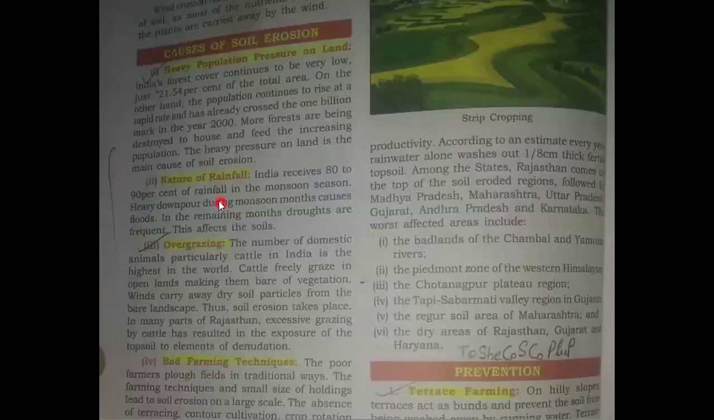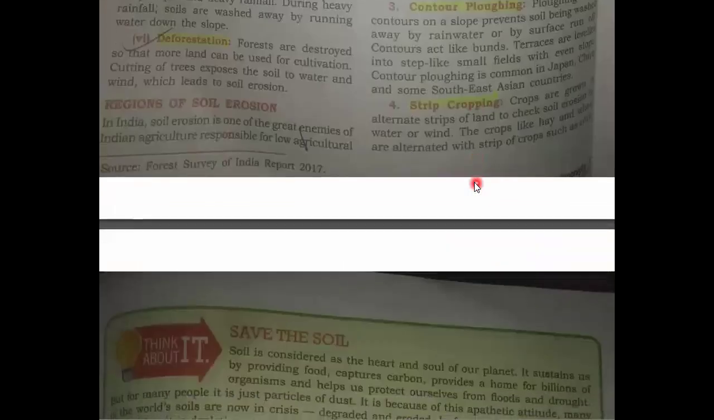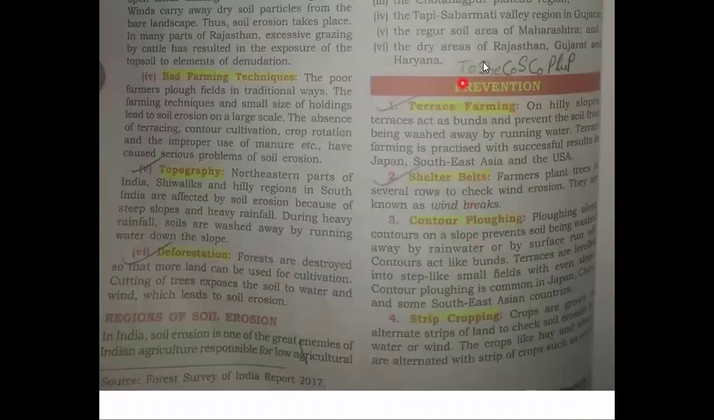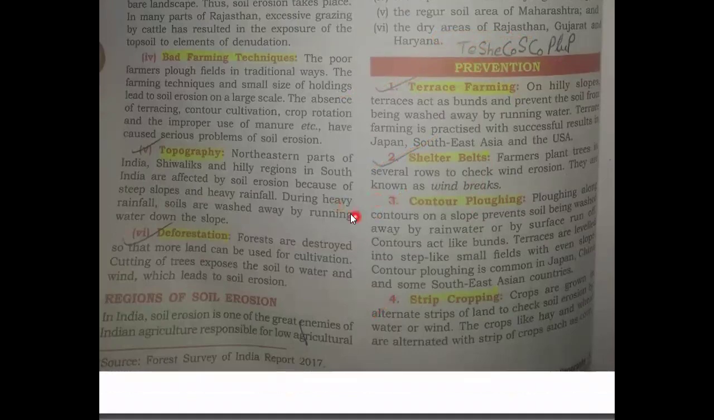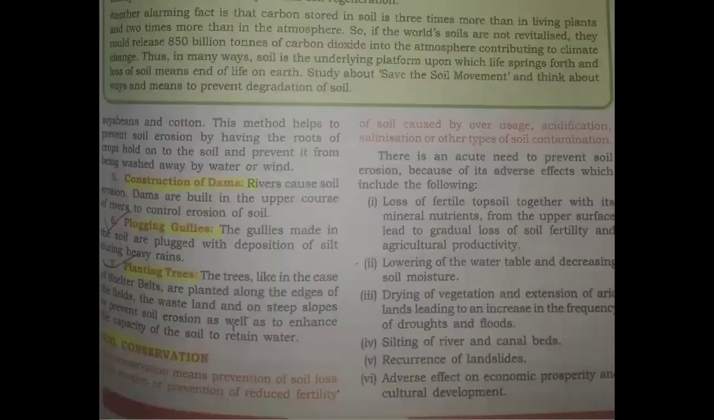And then we have prevention. Ignore that. Prevention: terrace farming, shelter belts, contour ploughing, strip cropping. Again, remember everything, right? And construction of dams, plugging gullies, planting trees.